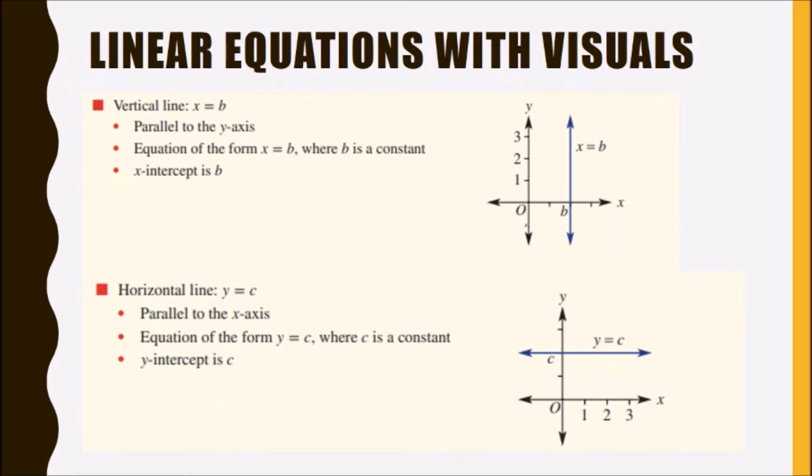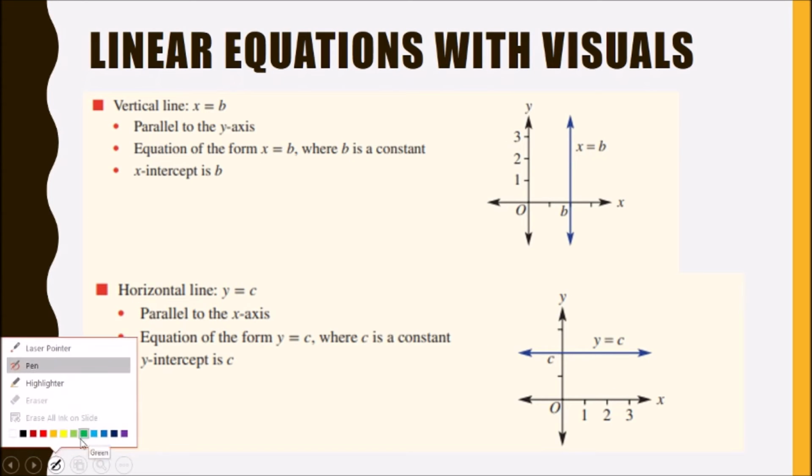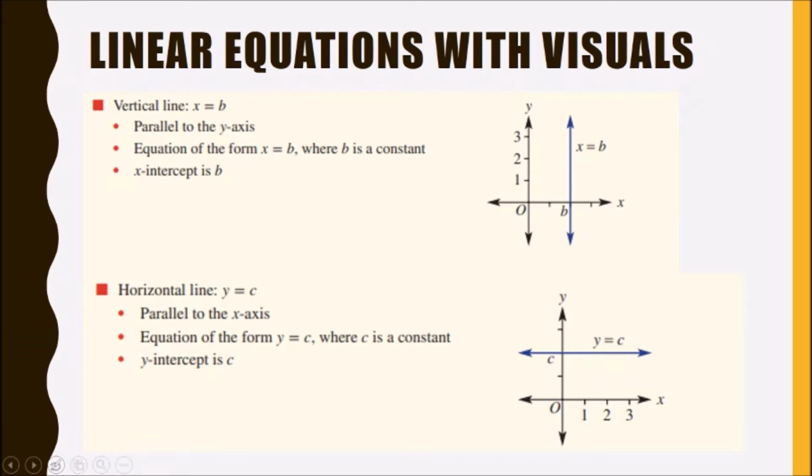I'm just going to quickly show you some linear equations with visuals that have ruled lines. Unfortunately, I don't have these because I don't have a ruler. So a vertical line, x equals b. You're probably wondering, what is b? b could be any number.